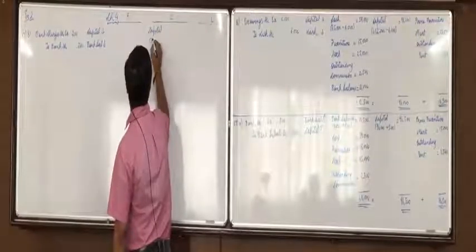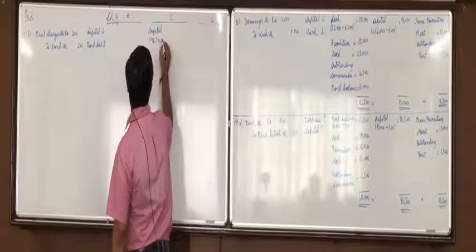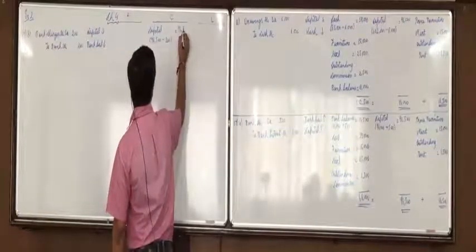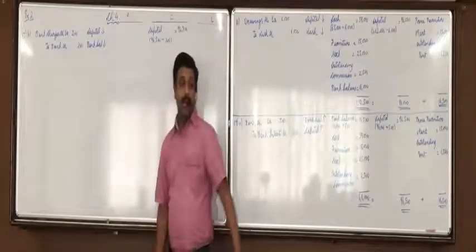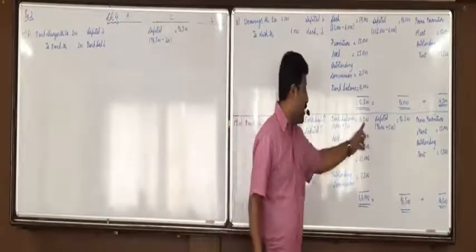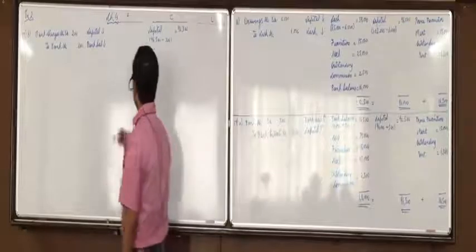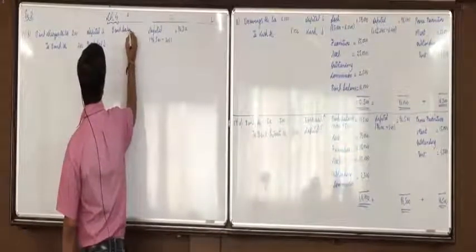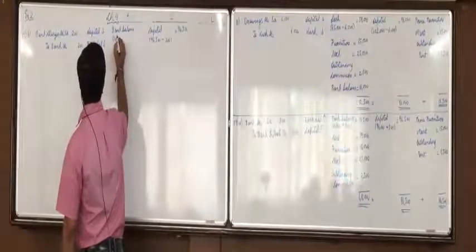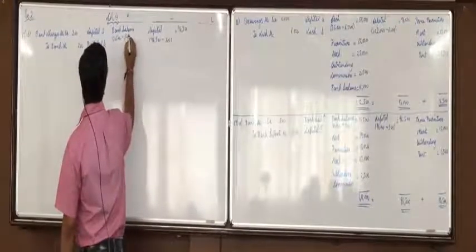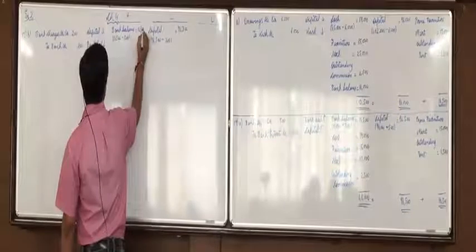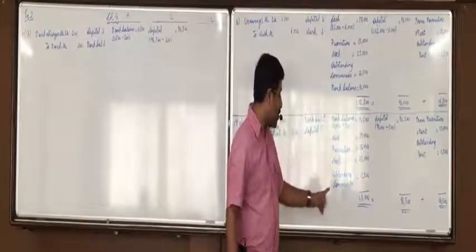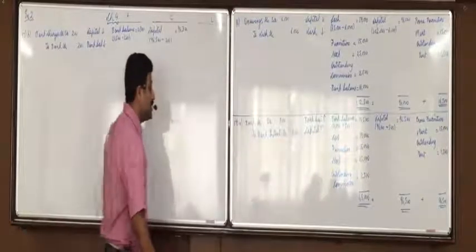Capital 96,500 minus 200, 96,300. Bank balance will decrease. Earlier it was 11,500. So now it will become 11,500 minus 200, 11,300. Other things will remain same. So cash to outstanding commission all will remain same.